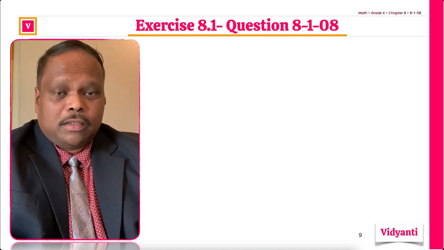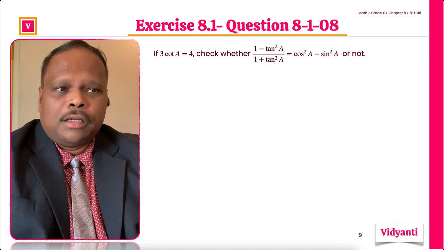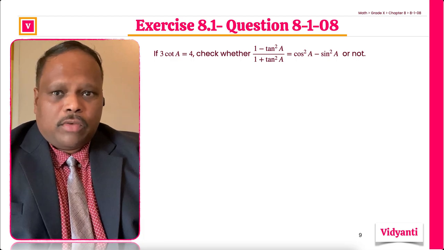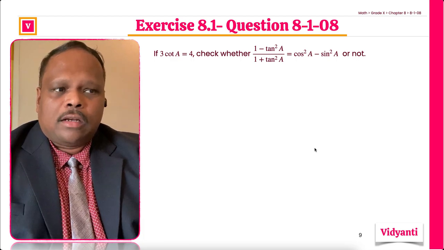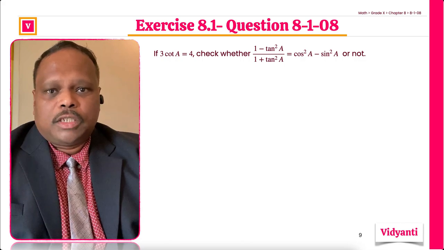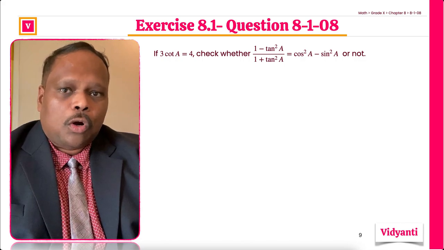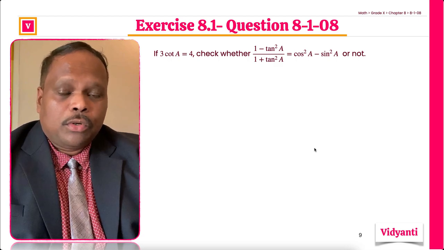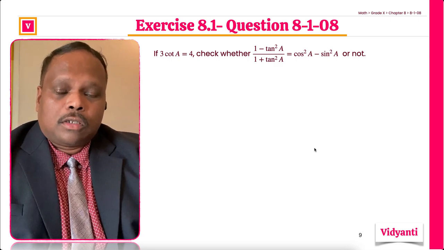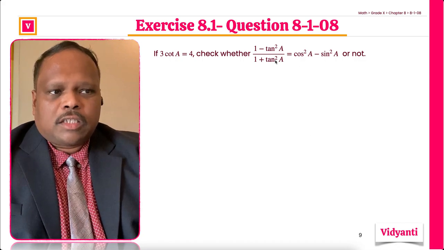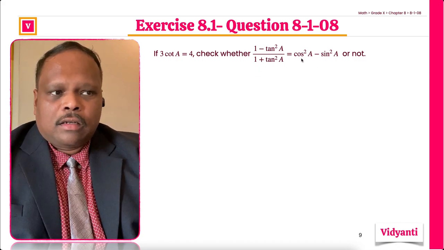Let's see the next question in this exercise, question 8.18. If 3 cot A is equal to 4, and then we have been given some expression involving tan, cos, and sine of the same angle, we are supposed to check whether the expression is true or not. So we will compute the left hand side. We will also compute the right hand side and we'll check whether they are equal or not. This expression requires evaluation of tan, cosine, and sine of a particular angle.